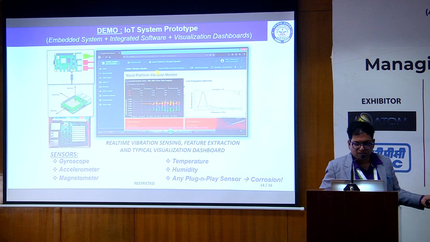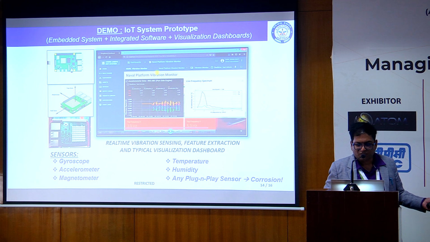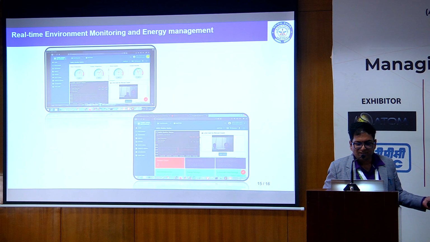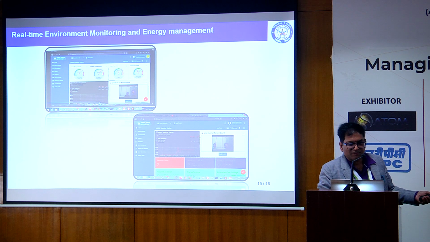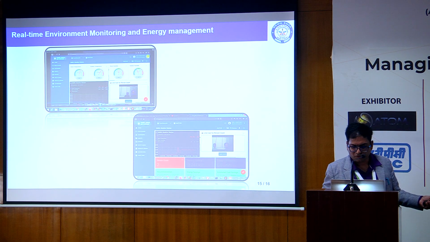So there are gaps in terms of technology with respect to corrosion sensing, but that's what this workshop is all about, to identify and solve the problems in future. And energy management, as we understand, corrosion monitoring is also associated with energy management. This is just to show how computer vision can be used for energy management.